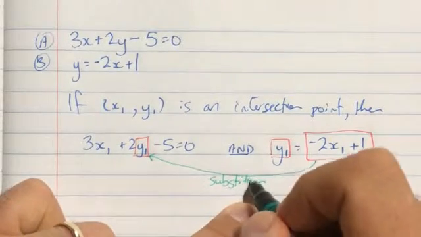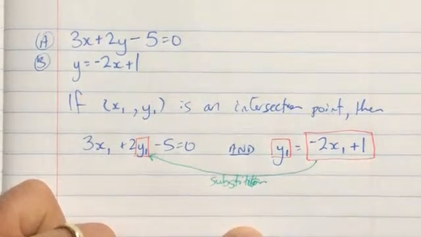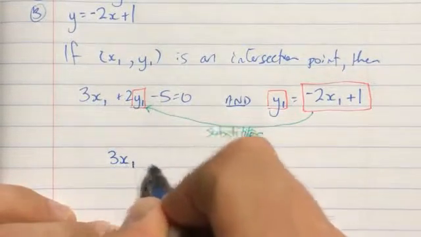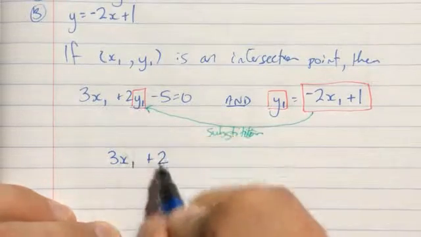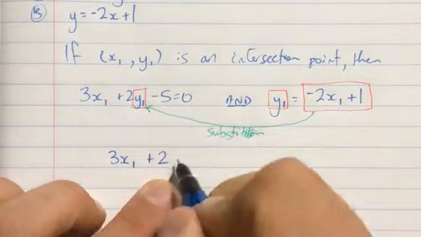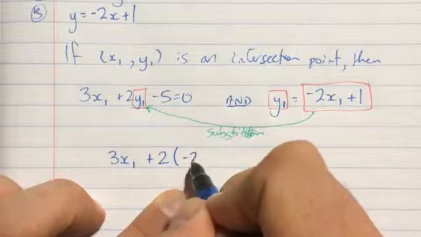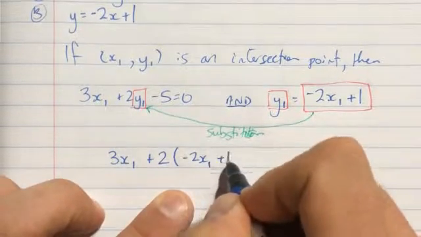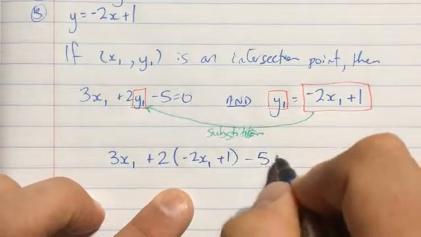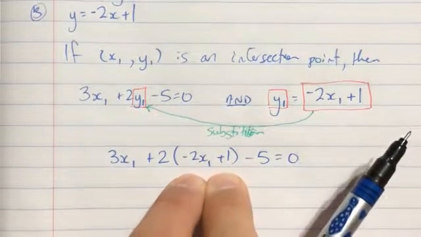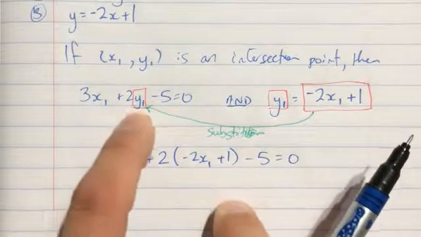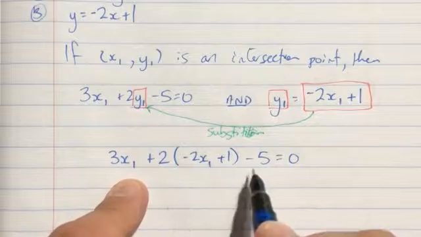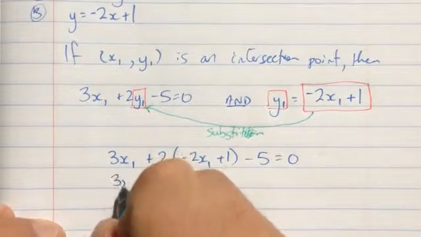No, I spelled that wrong. Substitution. Close enough. So here it is. I'm going to replace y1 in this equation with a different expression for y1. It's like this is a word and this is a phrase that means the same thing. So right there, that's the substitution. I've replaced y1 with an expression for y1. And now I'm going to simplify and solve this equation.